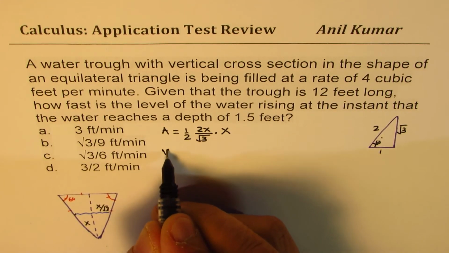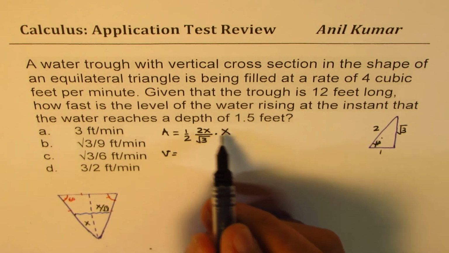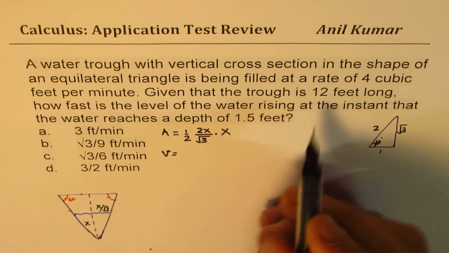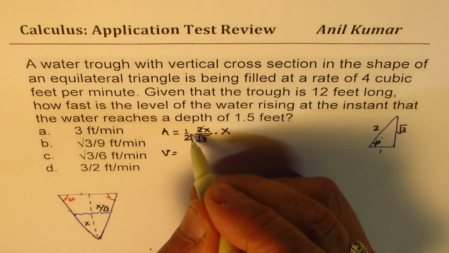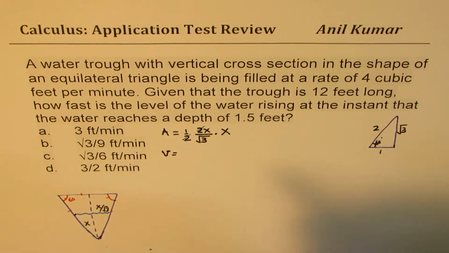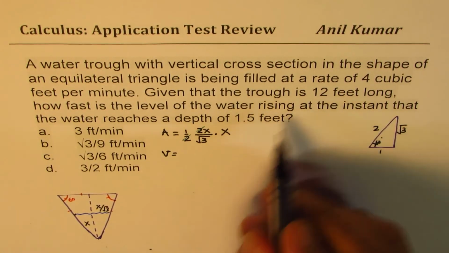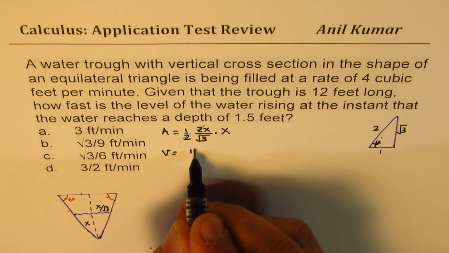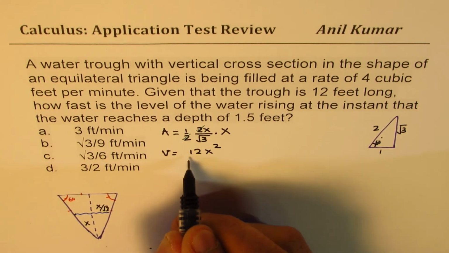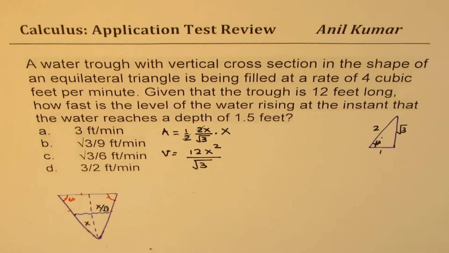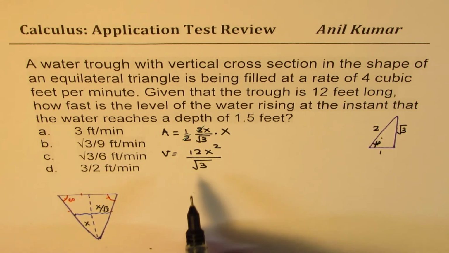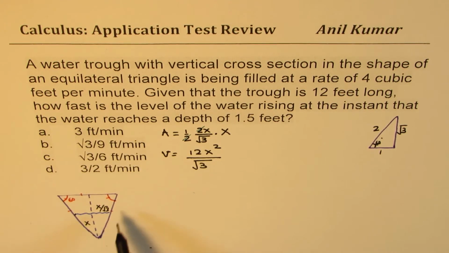Now, what is the volume? Volume will be area into the length, which is 12. So you could always simplify this, yes. 2 and 2 cancel, we get x squared. And volume will be 12 times this. So it is 12 times x squared over square root 3. So that becomes the volume for this particular triangular trough.